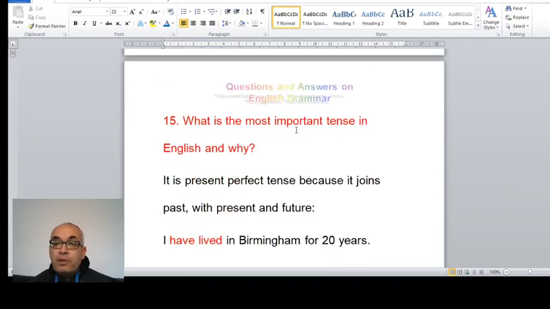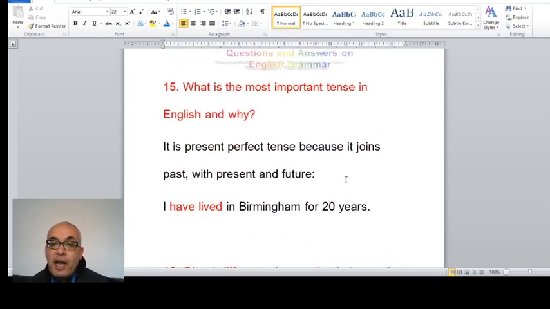What's the most important tense in English and why? It is present perfect, because it joins past with the present and future. So the most important tense in English is present perfect. Why? Because it joins present with past and future.